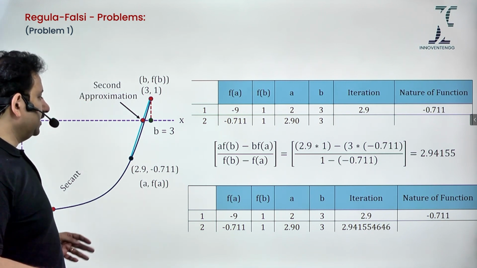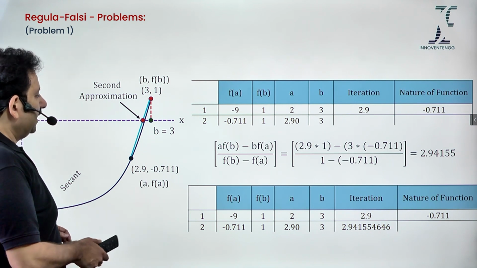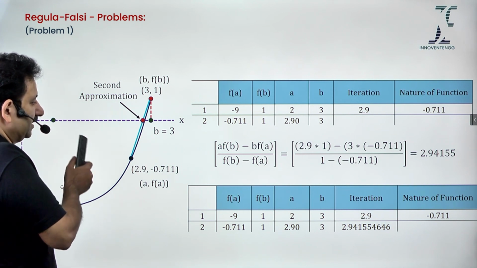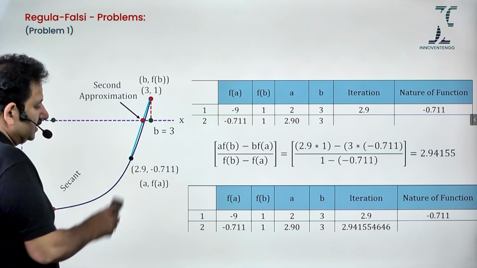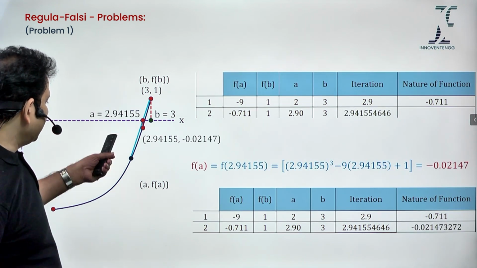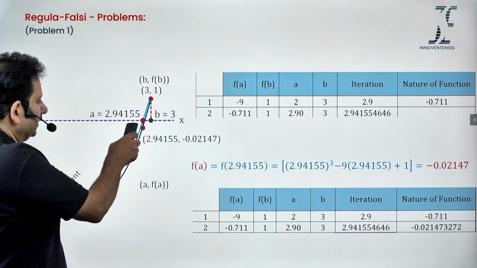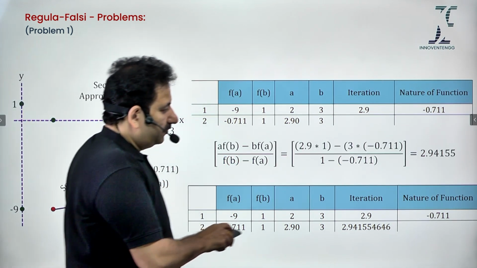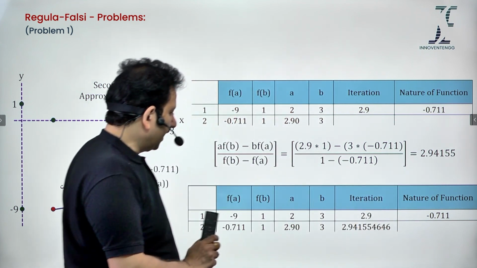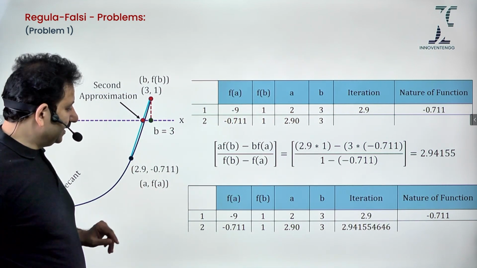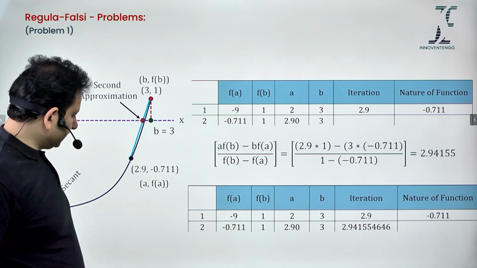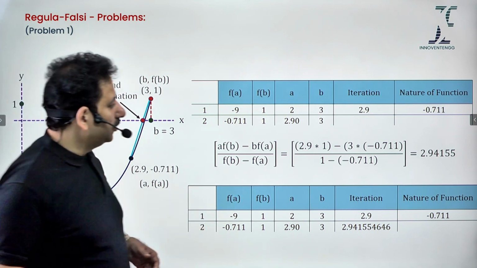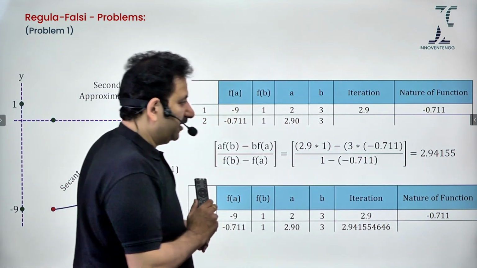And how do you move to the next approximation? In fact, you will have to again drop a vertical line from the point of second approximation and then draw one more straight line. That is done as follows. You can see that the point where you got your second approximation, which you can calculate to be 2.9415. How do you calculate that? Again, it's quite easy. Your f of b and b remain fixed, and f of a in fact moves from minus 9 to minus 0.711, right?